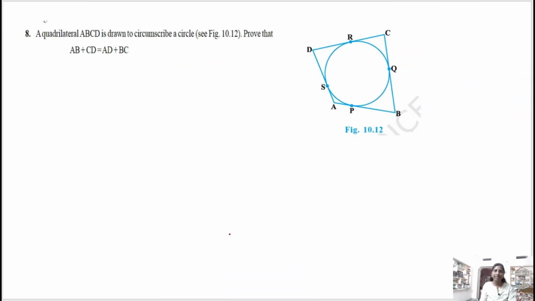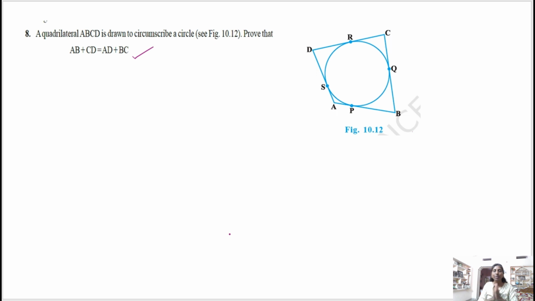So friends, here we have the question. Let us read it. A quadrilateral ABCD is drawn to circumscribe a circle. Prove that AB plus CD is equal to AD plus BC. तो हमें ये प्रूव करना है. तो यहाँ पे क्या है, एक क्वाड्रिलेटरल ने एक सर्कल को घेरा हुआ है. सर्कमस्क्राइब यानी क्या है, घेरा हुआ है. ओके, तो हमें ये प्रूव करना है.